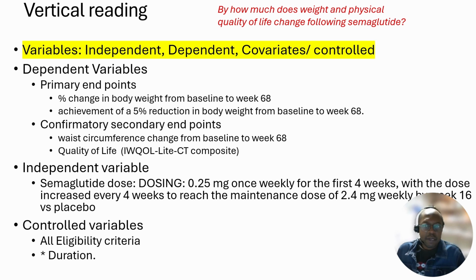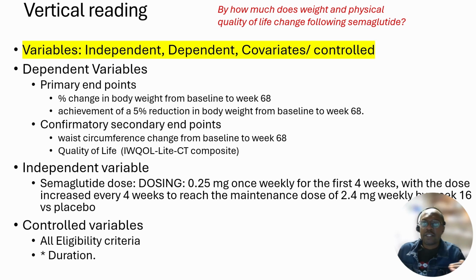Now the variables. The variables here that are related to what I am interested in: the primary endpoint is change in body weight from baseline to week 68, the study endpoint. And the goal would be at least a 5% reduction in body weight. The confirmatory secondary endpoint is waist circumference and quality of life. Again, their primary endpoint for this clinical trial is already clear. That's what the FDA would care the most about, but these complementary secondary endpoints further strengthen their case.